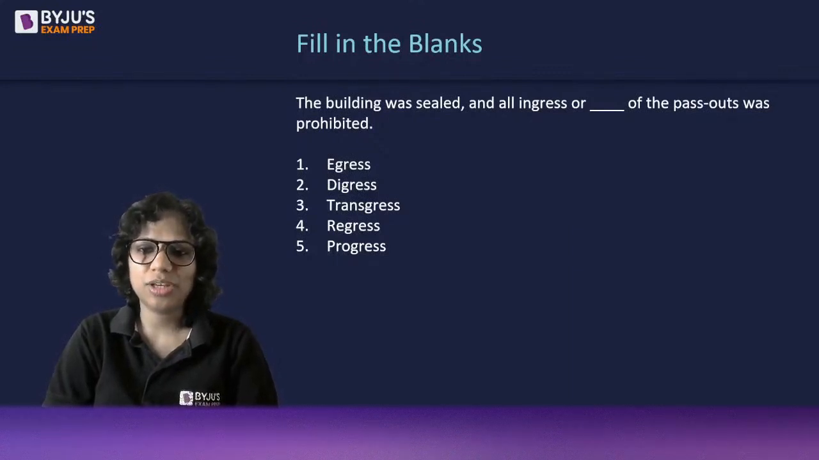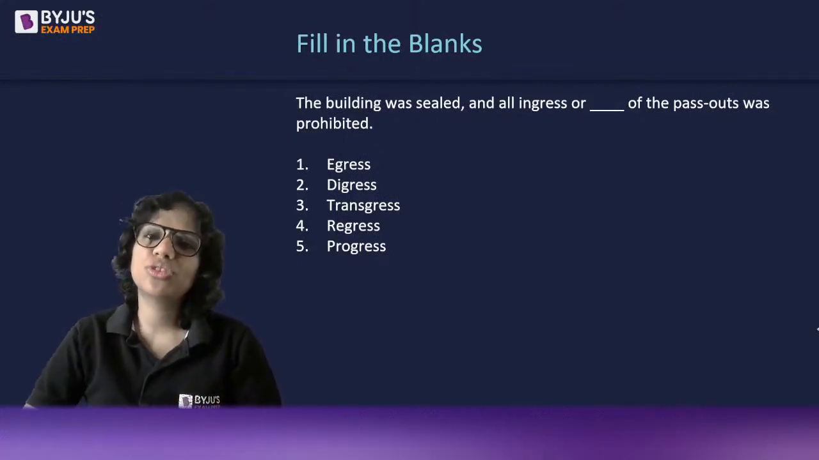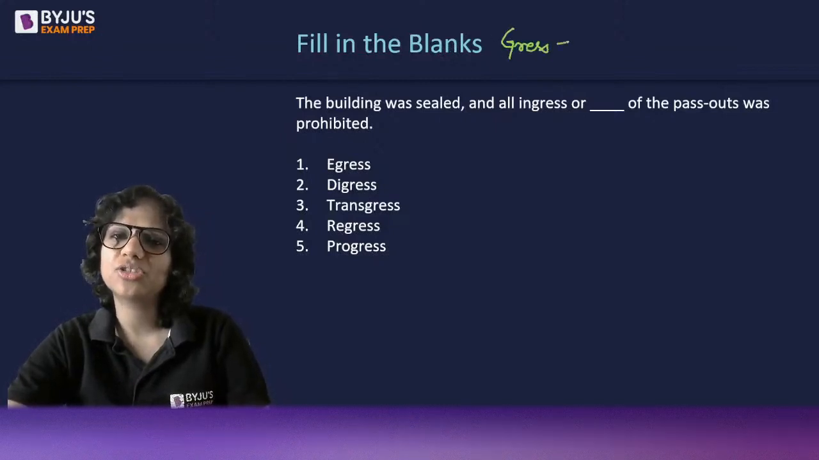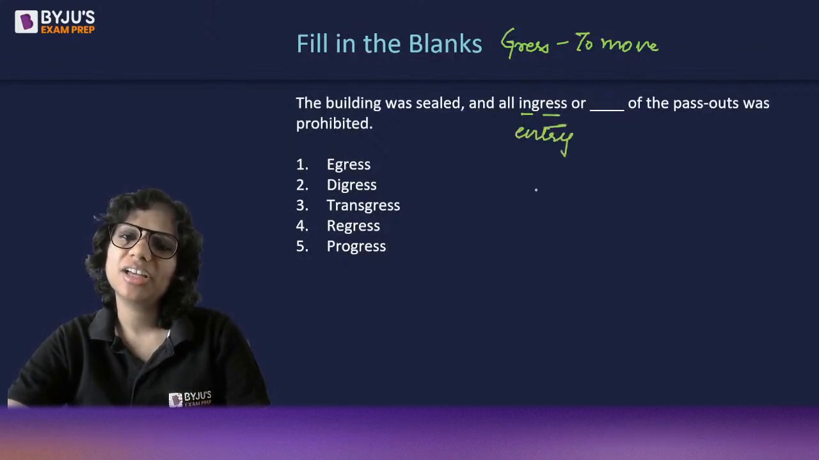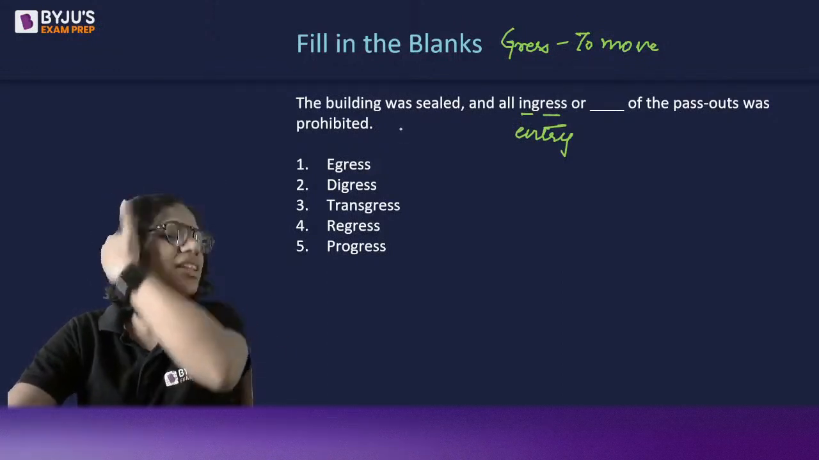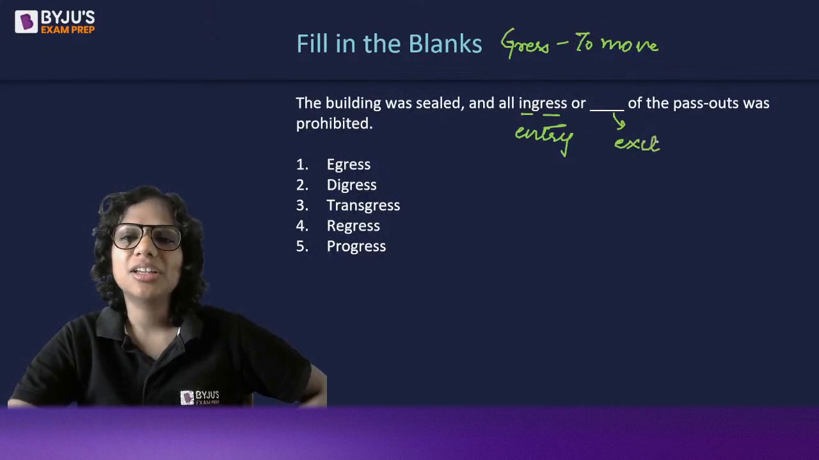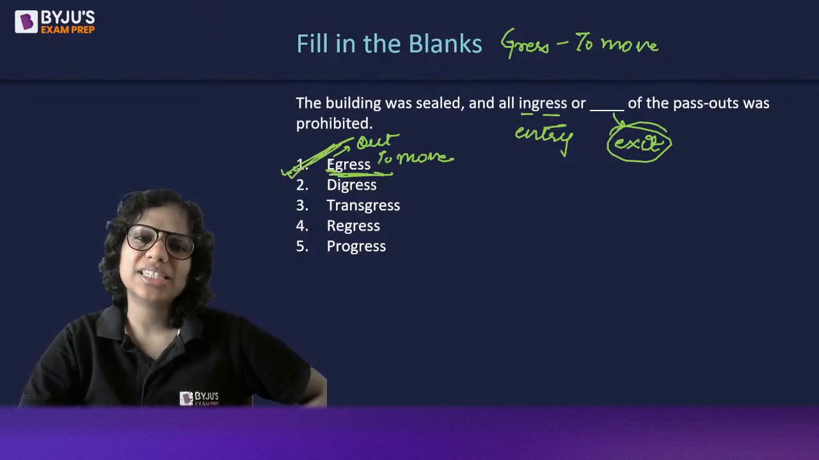One, 3, 1. Okay. Mostly ones. Yes? Good. See, gress means to move. It's a root that means to move. So ingress, move in, it means entry. So the building was sealed and all entry or dash of the pass outs was prohibited. So all an ingress or dash would what? Exit basically. The word I'm looking for is exit. That word is egress. E means out. Okay, gress means to move. So exit is egress, point of egress.